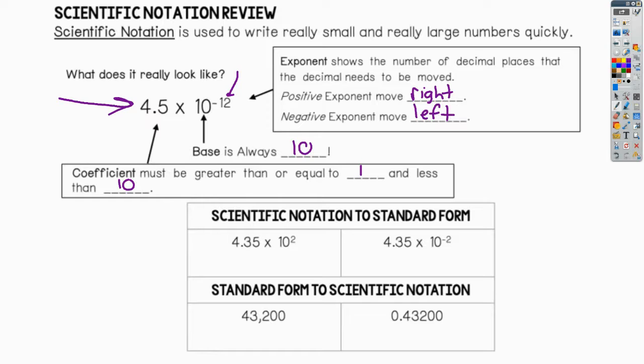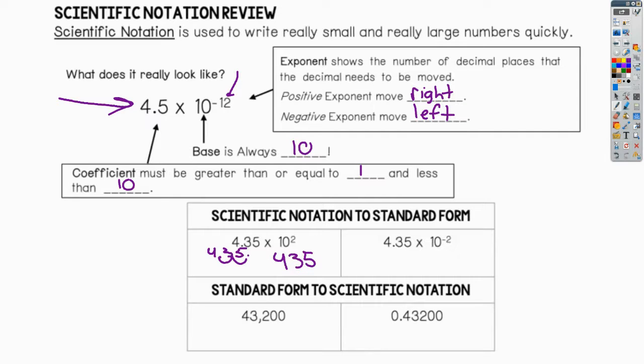Here we have numbers in scientific notation, and let's turn them to standard form. Remember, when you do this, you need to first rewrite the number with the decimal and then move it based on the exponent. So pause the video and go try this number in scientific notation. If you did this one, you would have written 4.35, and you would have moved the decimal 2 spots to the right because the 2 was positive, meaning the final answer was 435.